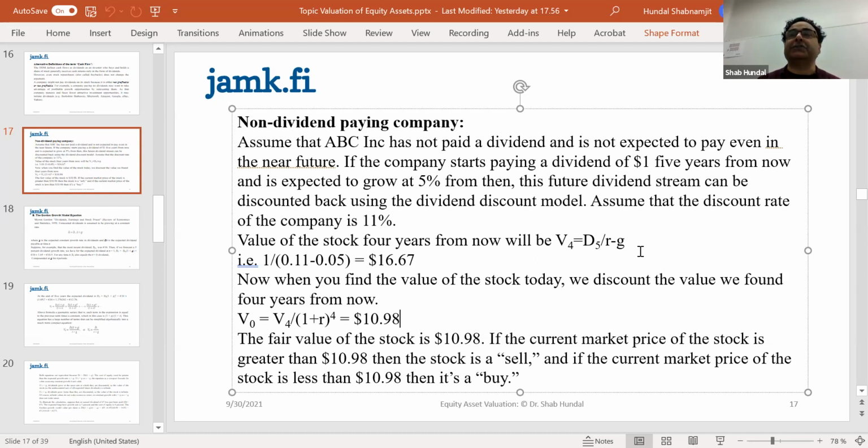And that can lead to the complete collapse of the stock price. Is this point understandable or not? Yes or no? R is the minimum return which you must give to the investor, which they must get from the company. G is the dividend growth.